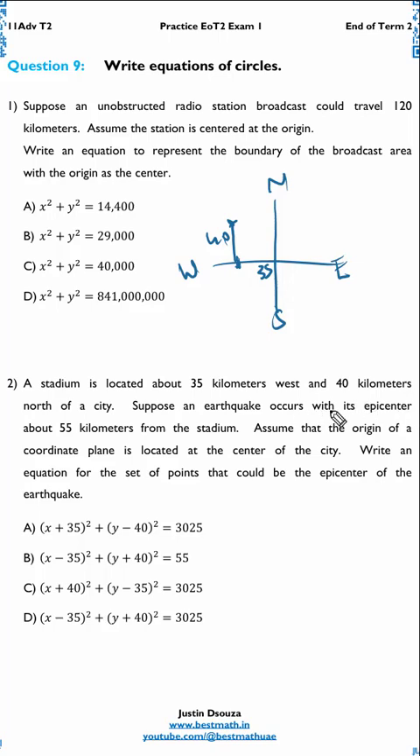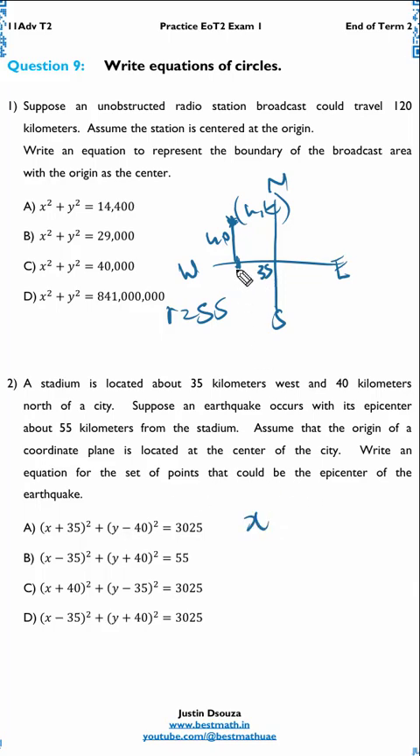Suppose an earthquake occurs with its epicenter about 55 kilometers from the stadium. So this is the radius. R value is given as 55. See, this is the origin, H and K, right? So now we have all we need. We just have to write the equation.